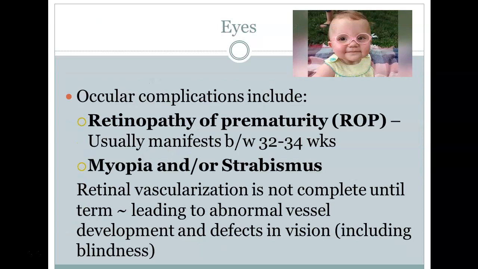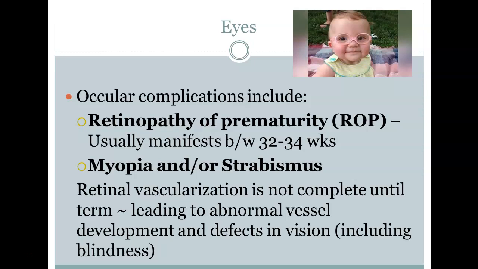When we talk about complications in the eyes, the ocular complications include retinopathy of prematurity, or what we call ROP. This is injury to the retinal blood vessels that is associated with the increased use of oxygen that is often used with premature infants.